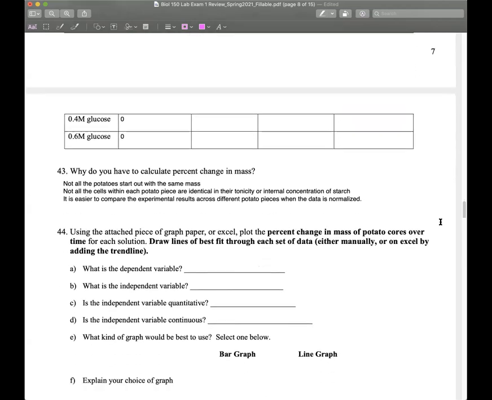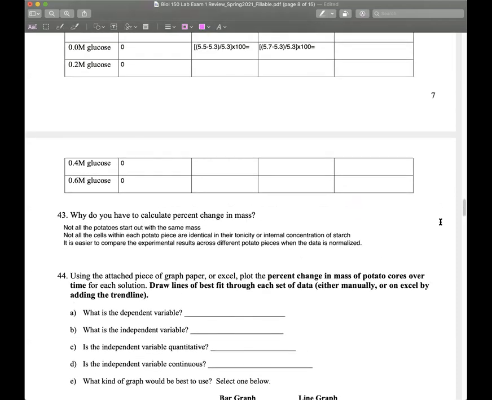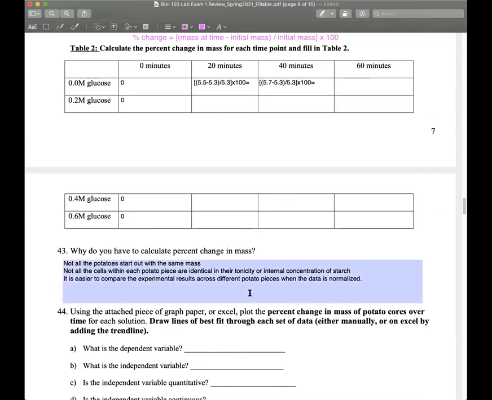So let's move on to question 44. If we were going to plot this data that we just calculated, what would the independent and dependent variables be? The dependent variable would be the mass of the potato plug, and the independent variable would be the time and the solution concentration. Exactly, yeah. So we have two independent variables.